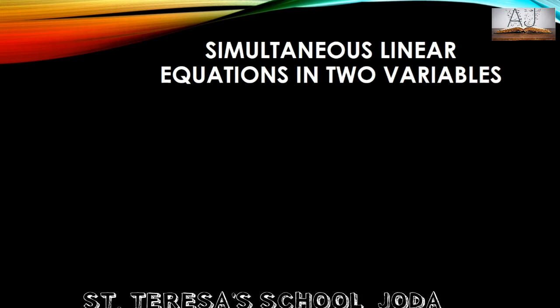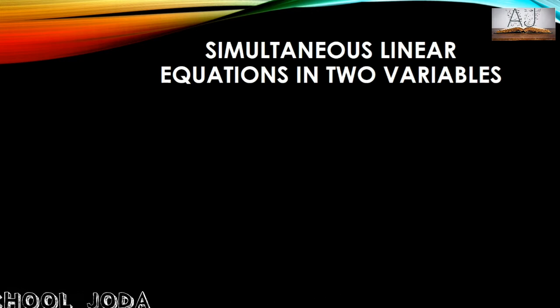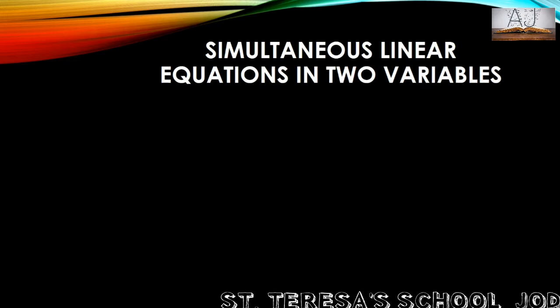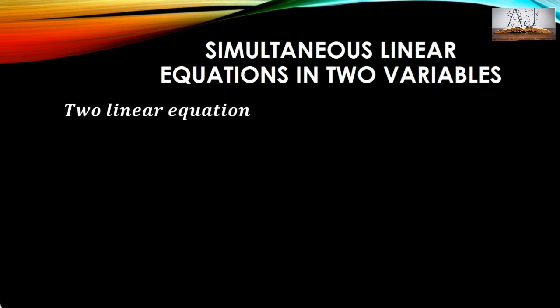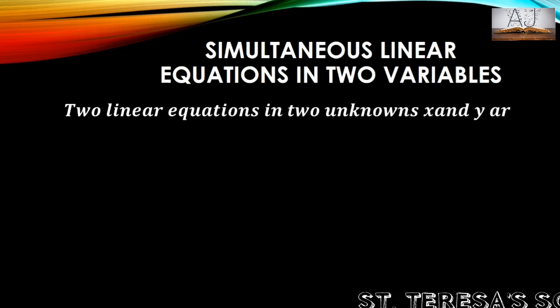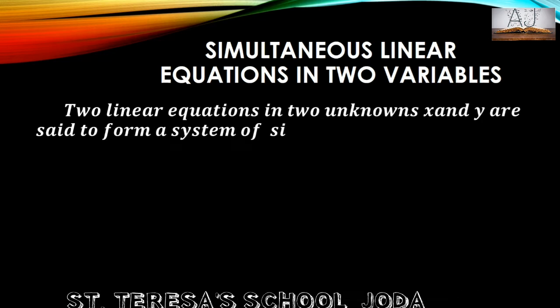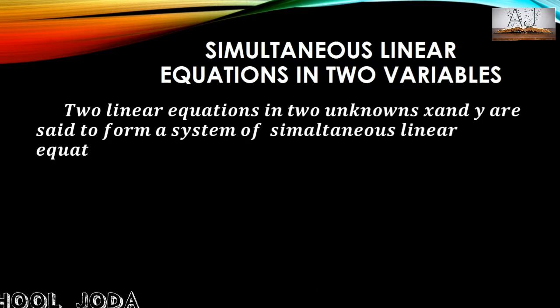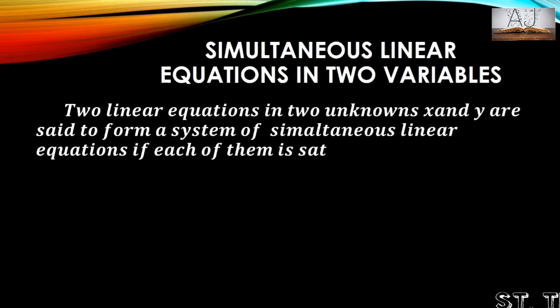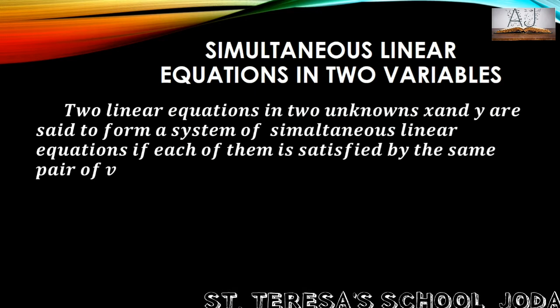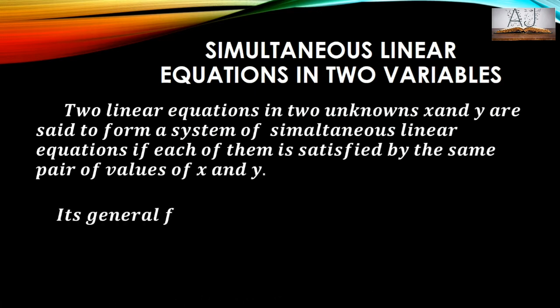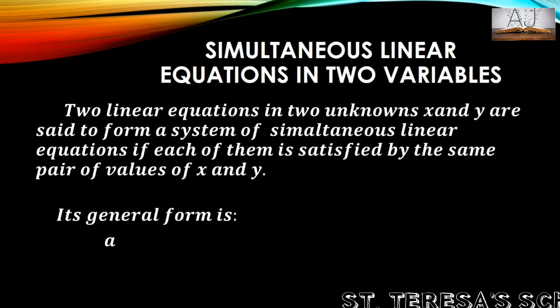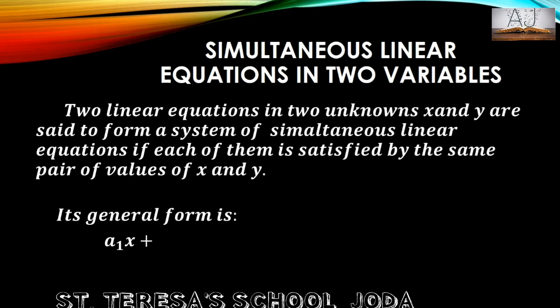Now let us see what is a simultaneous linear equation in two variables. Linear equation in two variables we understood, but what is a simultaneous linear equation? Not much difference. Only instead of one linear equation, we have two linear equations, in two unknown variables like x and y, and the values of x and y should satisfy both the equations. Then it will be called a simultaneous linear equation.